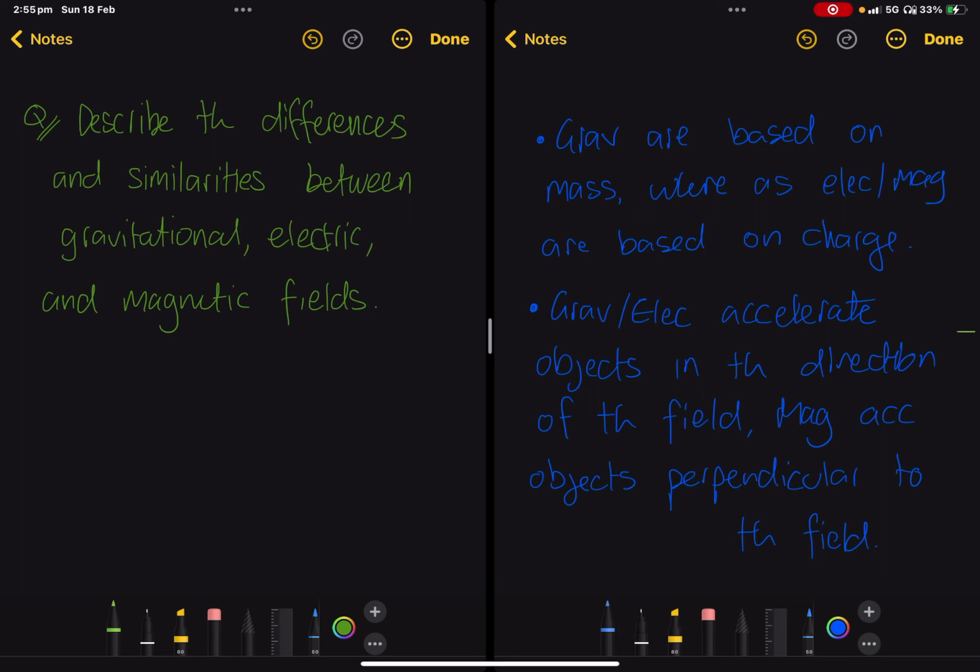The magnetic field accelerates objects perpendicular to the field. So the objects don't actually move in the direction of the field. They move in a direction orthogonal to the field, right, at right angles, perpendicular to the field, which is a slightly unusual quirk of magnetic fields.